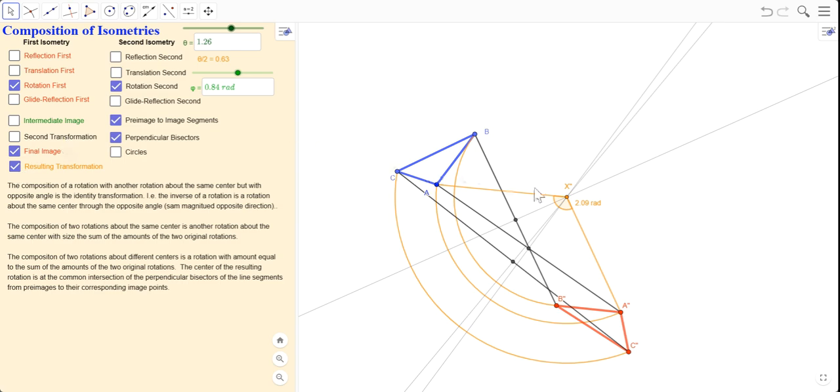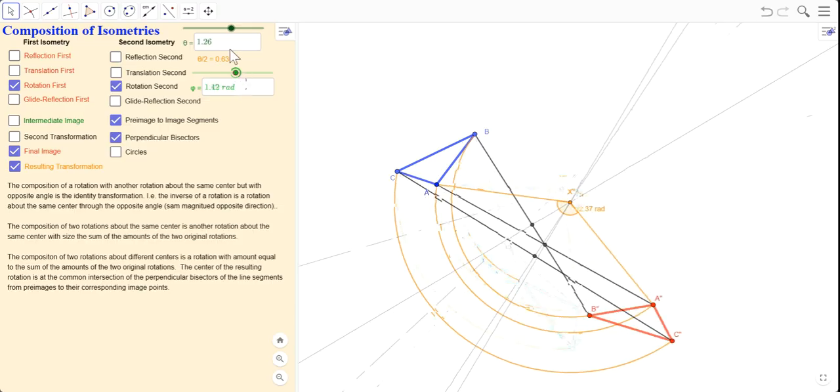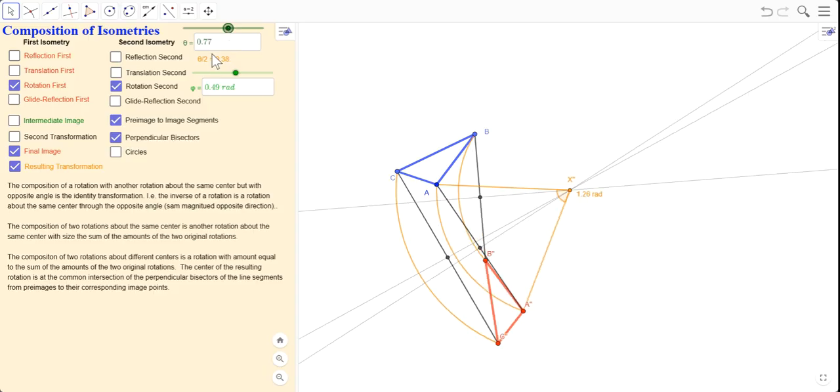Look at what happens on the angle here. This is the second angle. This is the first one. Look at the numbers here. If you add those two together, you get this angle here.